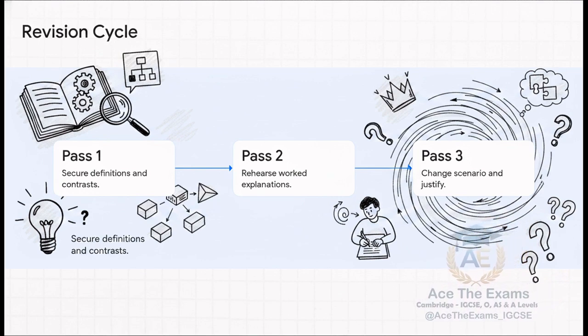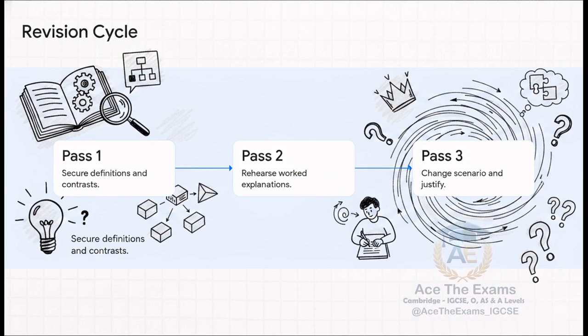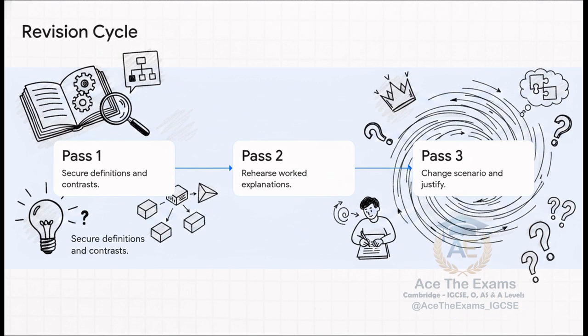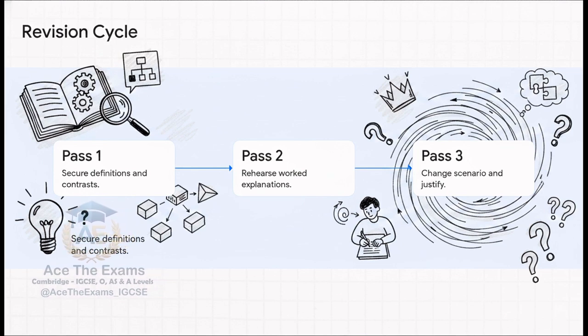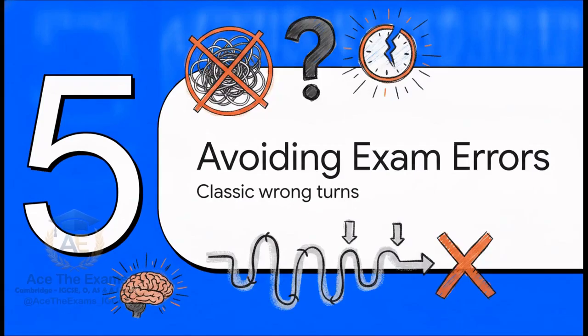This pass focuses purely on adaptability. This is where you practice changing the scenario, mixing up similar terms, and forcing yourself to justify your choices. Because computer science exam questions are constantly combining theory with applied, real-world reasoning, this layered progression is absolutely essential for locking in the knowledge. Now for Section 5, Avoiding Common Exam Errors.